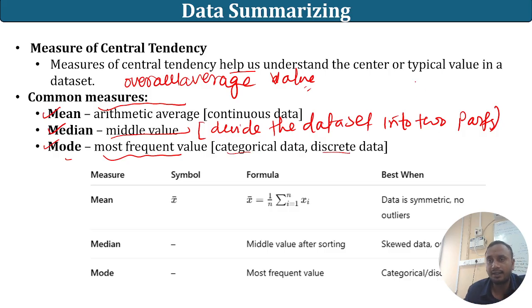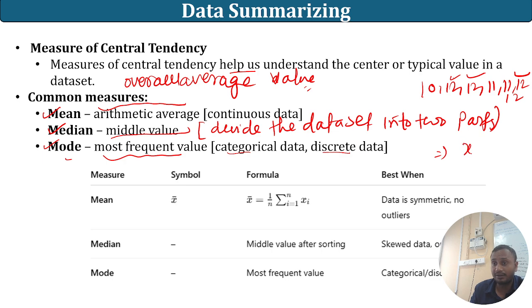Let's say the data set is 10, 12, 12, 11, 11, 12, 12. If you talk about the mode, it's 12, the most frequent value. For the mean, we take the summation of all data values, x1 plus x2, x3, till xn, divided by the number of data points. Sorry, that is the mean, not the mode.